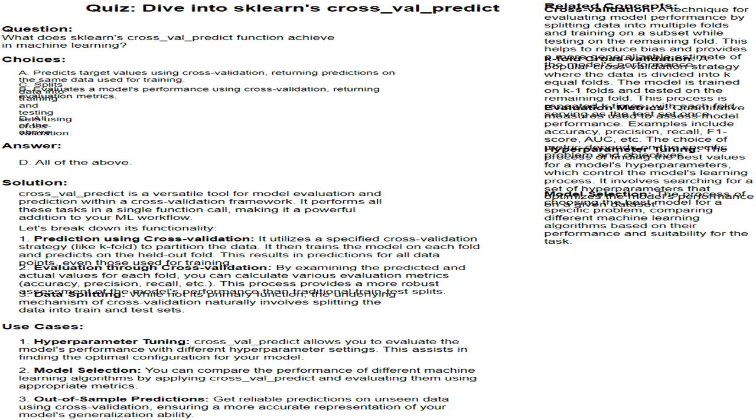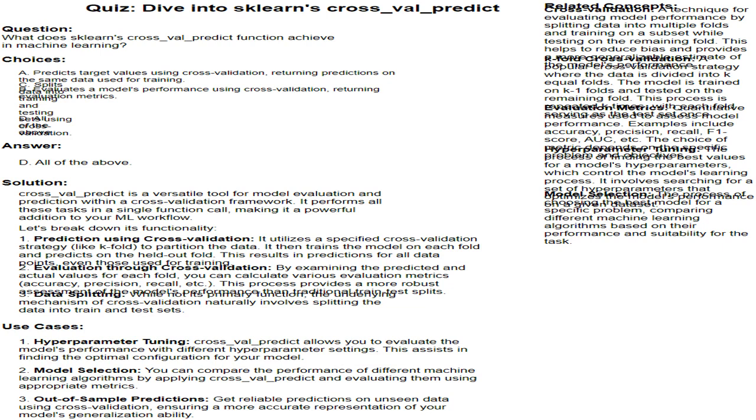Model selection: the process of choosing the best model for a specific problem, comparing different machine learning algorithms based on their performance and suitability for a task.